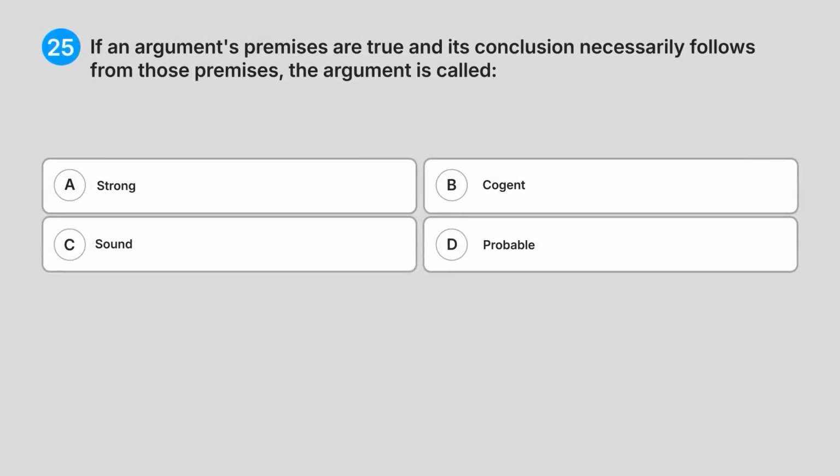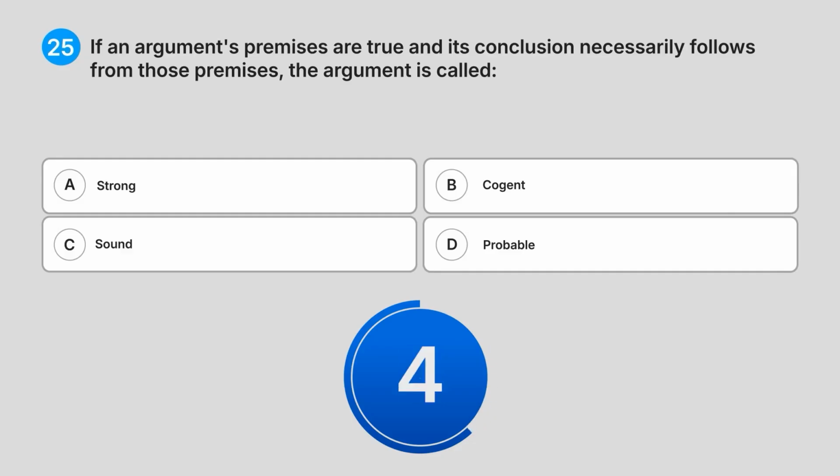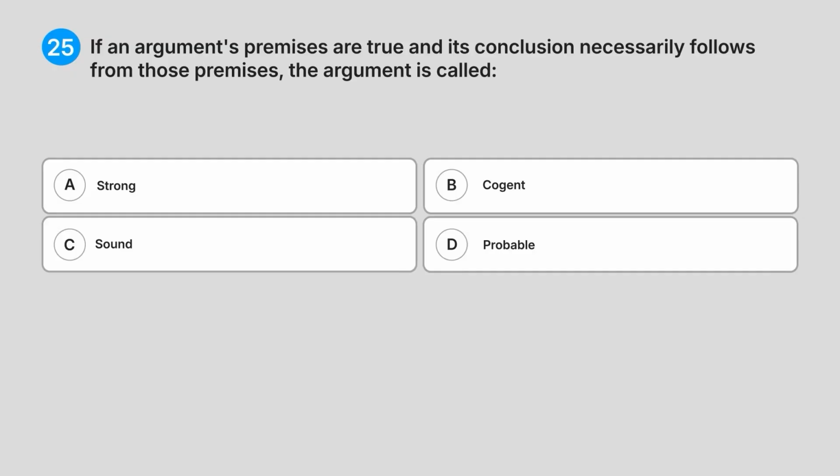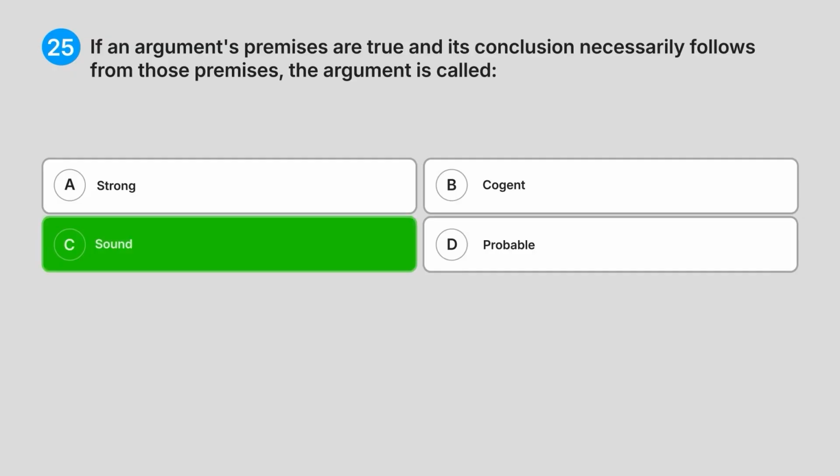25. If an argument's premises are true and its conclusion necessarily follows from those premises, the argument is called A. Strong, B. Cogent, C. Sound, D. Probable. What do you think is the answer? Correct answer, C. Sound.